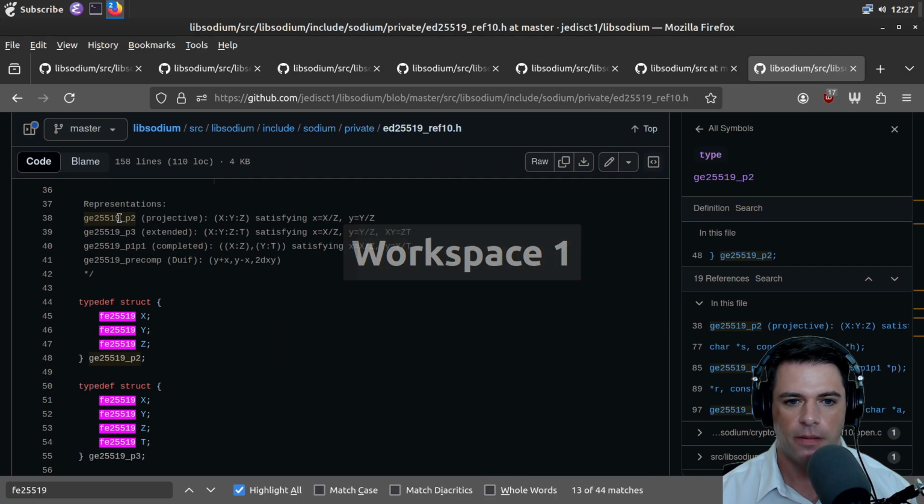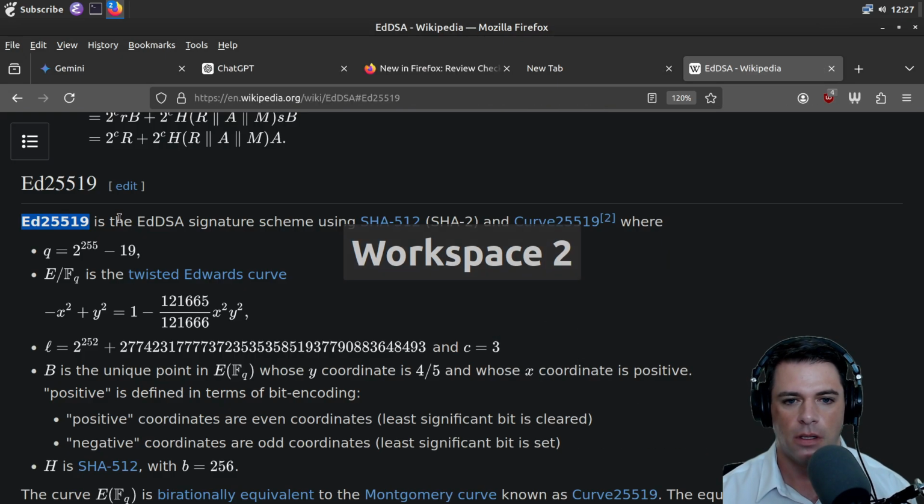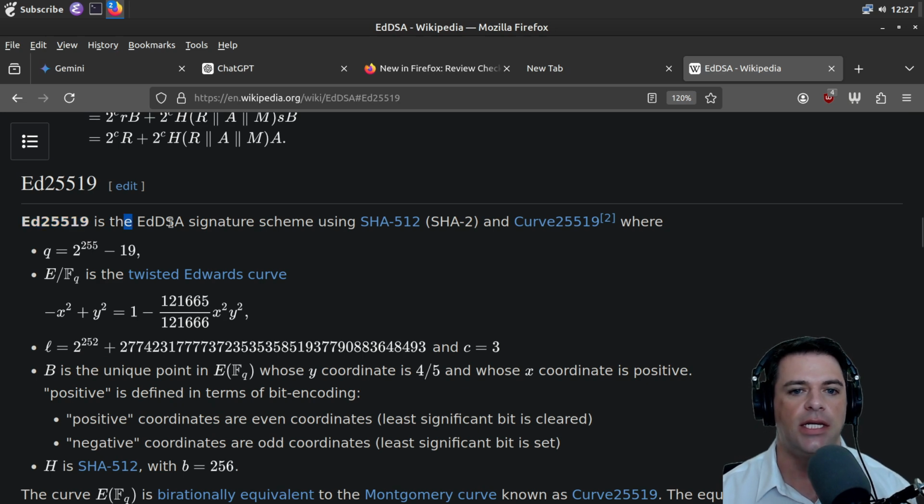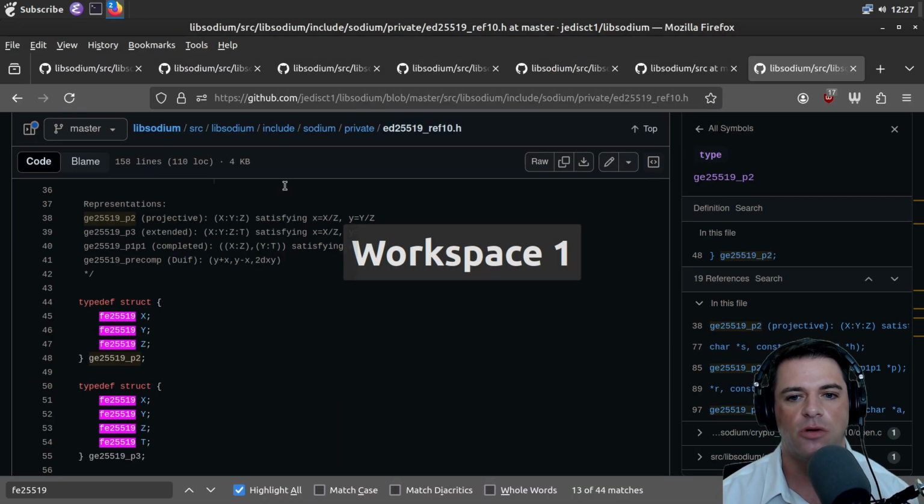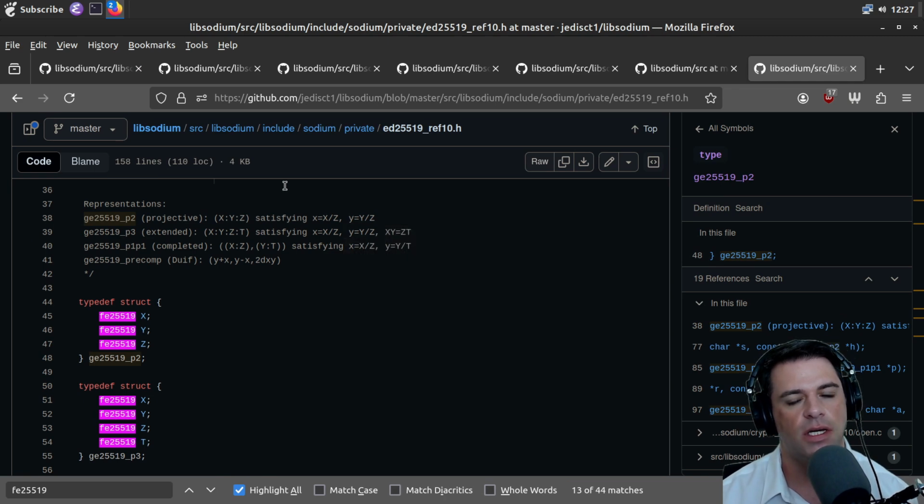Ed25519, is that what we are? Is the EdDSA signature scheme using SHA-512 and curve 25519. Okay, so we're in a signature scheme. That's how we were doing all of the hashing.